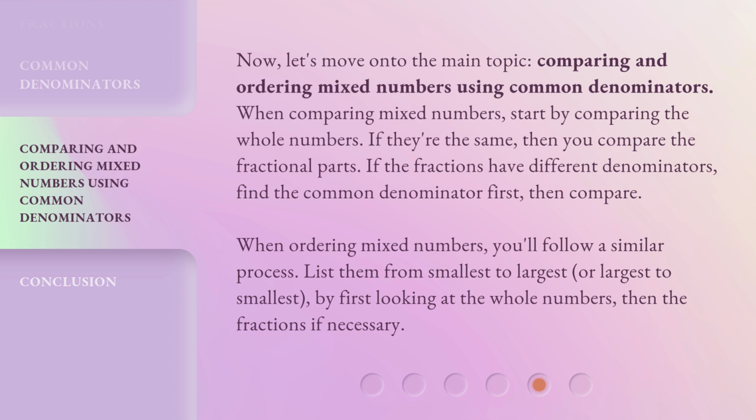When ordering mixed numbers, you'll follow a similar process. List them from smallest to largest, or largest to smallest, by first looking at the whole numbers, then the fractions if necessary.